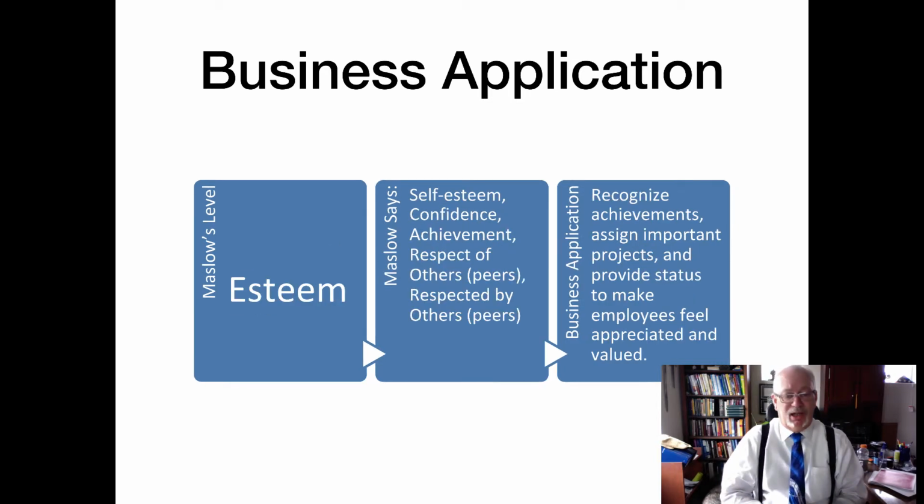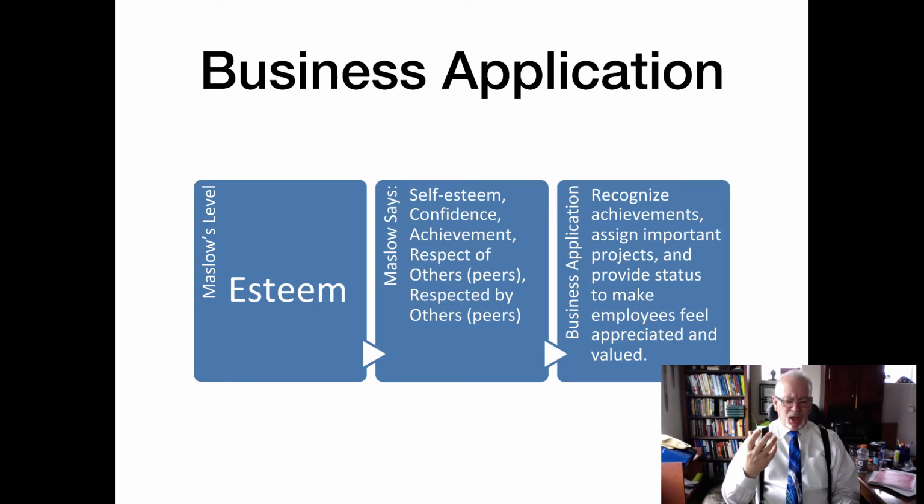Next, we look at esteem. All right. So in esteem, Maslow said we need self-esteem, we need confidence, achievement, we need the respect of others. But we also need to be respected by others, right? So we need to respect other people, but we also need to be respected. So we need a mutual relationship there. And so how do we do that? Well, we recognize achievements, right?